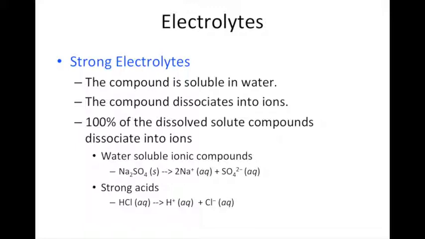So any ionic compound such as sodium sulfate, potassium nitrate, sodium chloride that is soluble in water is a strong electrolyte. And also strong acids. So for example, if you put 100 sodium sulfate compounds into water, all 100 of those would dissociate into their component ions. Same thing with strong acids such as hydrochloric acid. If you put 100 hydrochloric acid molecules in water, all 100 of those would break apart into their ions. Therefore, they're considered strong electrolytes.